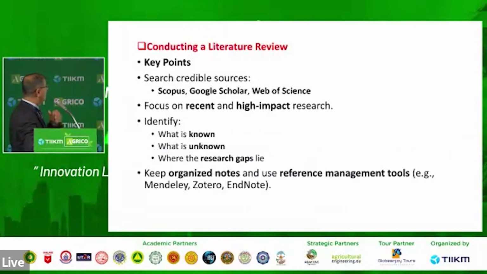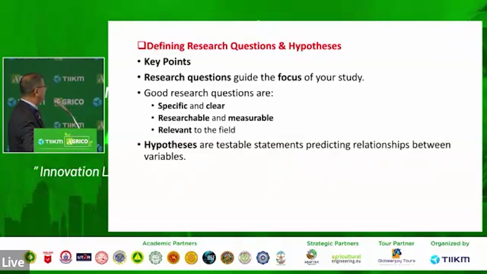So this is actually one of the other points we have to look at. When you start conducting a literature review, there are some key points. You have to look to credible resources, focus on recent and high impact research, and identify what's known, what's unknown, and where the research gaps are. So you build your literature review in a strong way that leads to the other parts of the paper in the right manner.